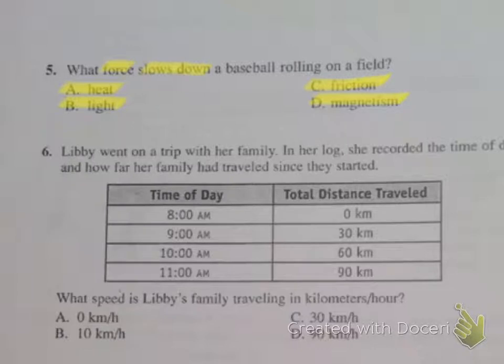Number 6. Libby went on a trip with her family. In her log, she recorded the time of day and how far her family had traveled since they started. If you take a look at the table, one column says time of day, 8 o'clock a.m., 9 o'clock a.m., 10 o'clock a.m., 11 o'clock a.m. Think about what changes as you go from row to row.